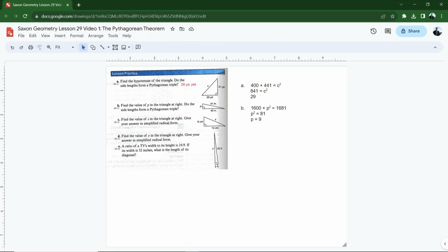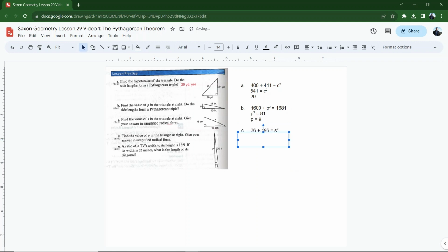Find the value of s in the triangle at the right. Give your answer in simplified radical form. Simplified radical form means you're pulling anything that's squared out of the radical and just taking the square root of it. So if you have like 4 as one of your factors under the radical, you're going to square root it, turn it to 2, and put it out in front of the radical. All right, let's take a look at how this one works.